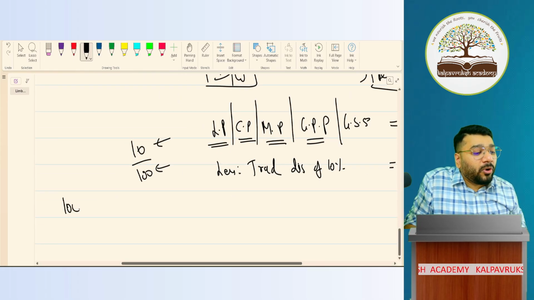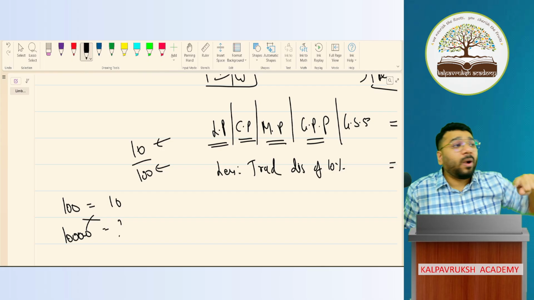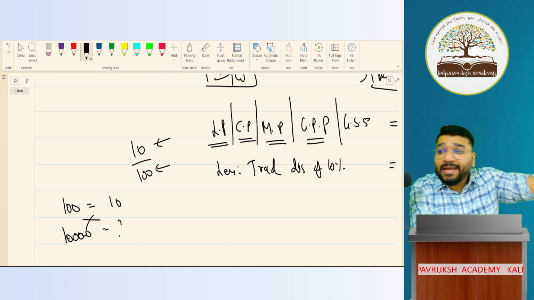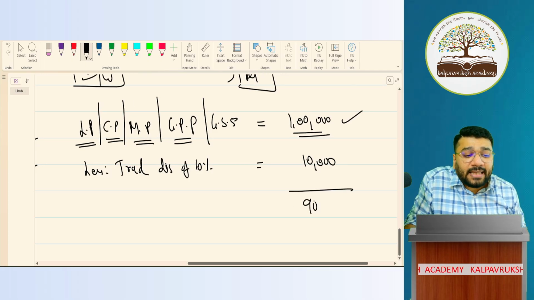If you buy a product for 100 rupees, the discount is 10 rupees. But now you have purchased for 1 lakh rupees. Then how much is the discount? Cross multiply. 1 lakh into 10 by 100. That is how I get 10,000 rupees. The balance amount what you get is 90,000 rupees.